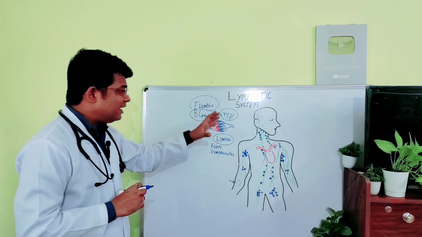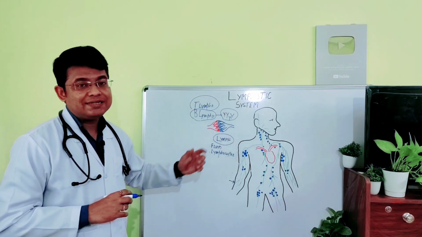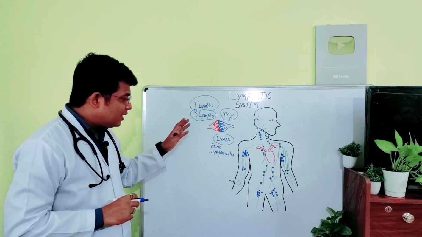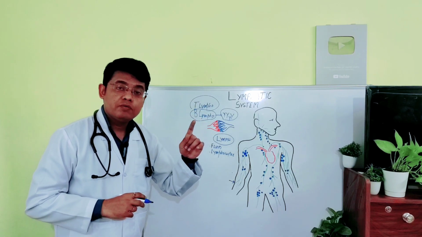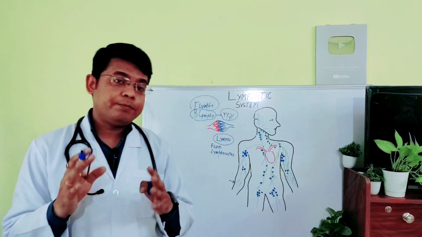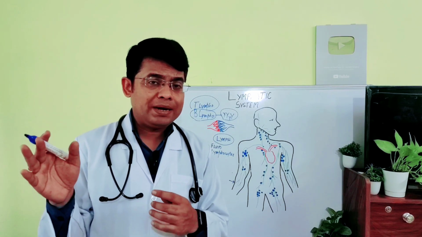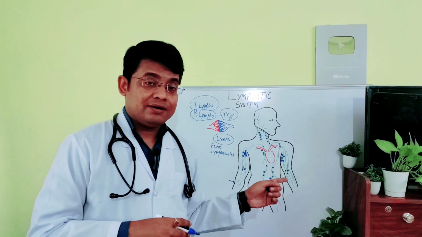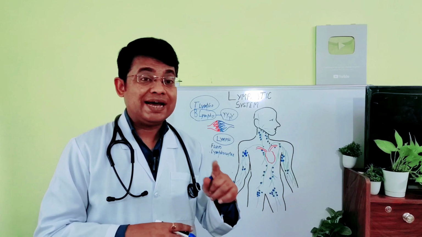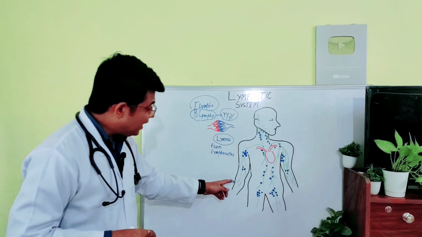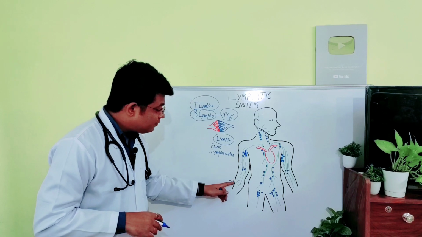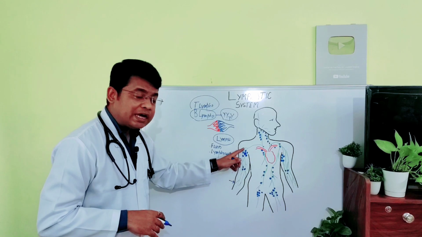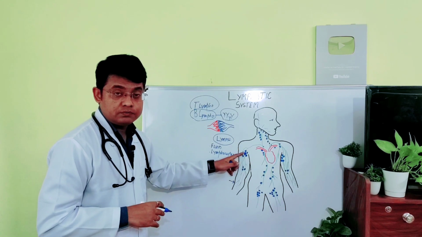So there are a lot of functions of the lymphatic system. First, it helps to kill any foreign invader, that may be a bacteria, a parasite, a fungus, or any virus. It can even help in the control of cancers. If there is any cancer and the cancer cells somehow enter the lymphatic system, they will be eliminated in the lymph nodes.